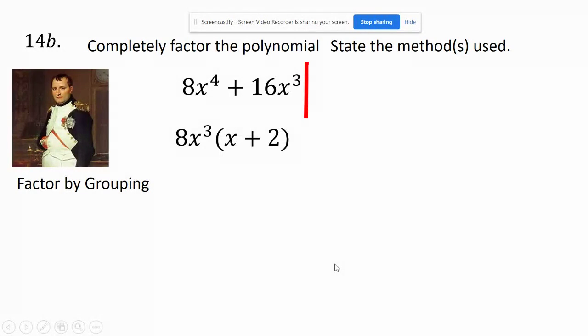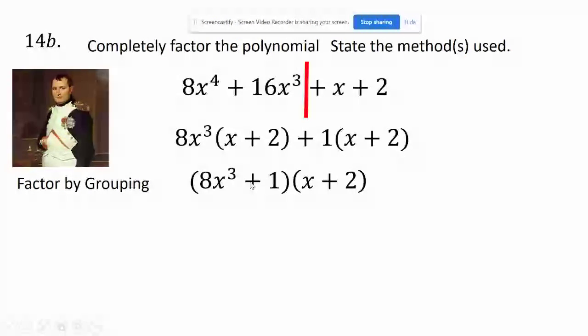Looking at just that half there, I can take an 8x cubed out of each of these. Ooh, that's a big number. This is going to be x plus 2. I need x plus 2 over here, which is the hardest one to see. But if you think about it, what would I take times x to get x? A plus 1. And 1 times 2 is 2. Oh, now you know what?